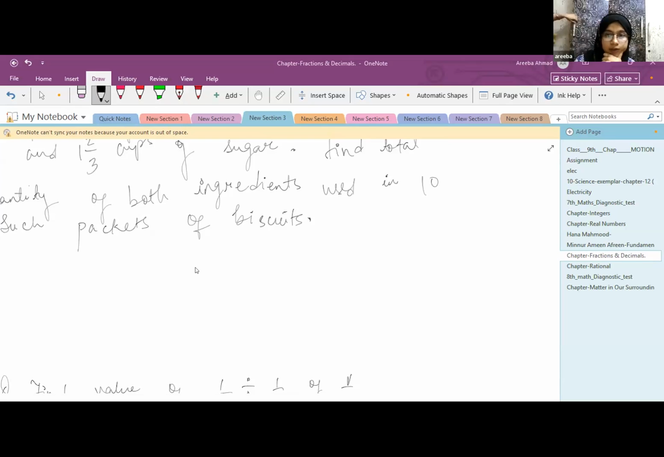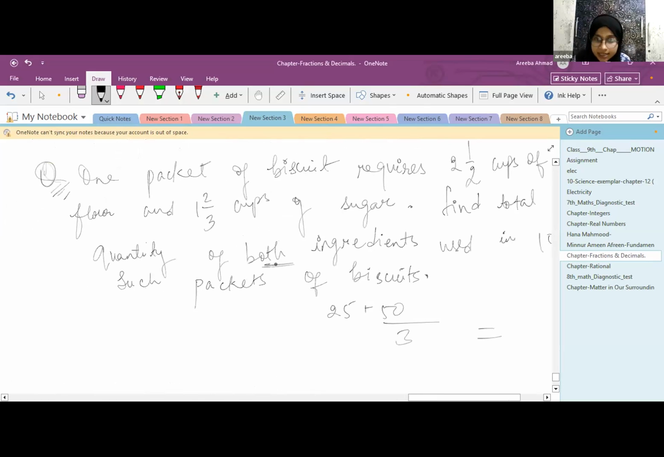All right. Now what will you do? So 25 cups of flour and 50/3 cups of sugar. Add both of these, 25 plus 50/3, together. Because I am asking the total quantity of both the ingredients, that means adding up.